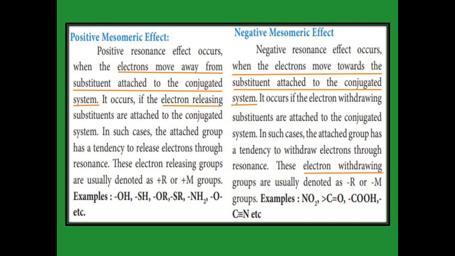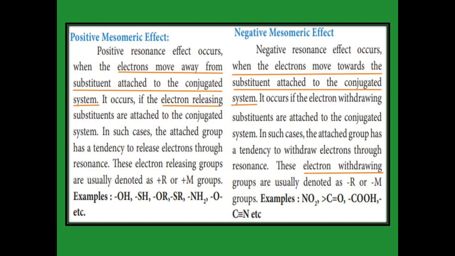Positive mesomeric effect: here the electron moves away from the substituent that is attached to the conjugated system. What is a conjugated system? Alternating double bonds and single bonds are called a conjugated system. When a substituent is attached to the conjugated system and electron moves away from it, that is called the mesomeric effect. Particularly, an electron releasing substituent attached to the conjugated system gives the positive mesomeric effect.